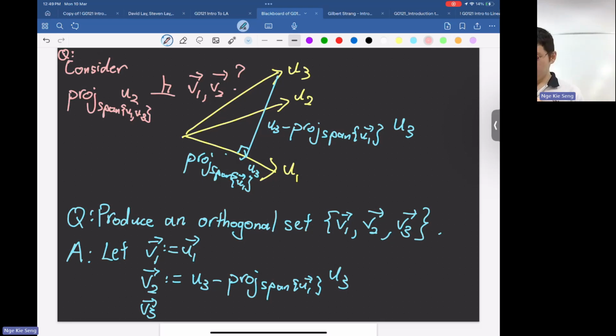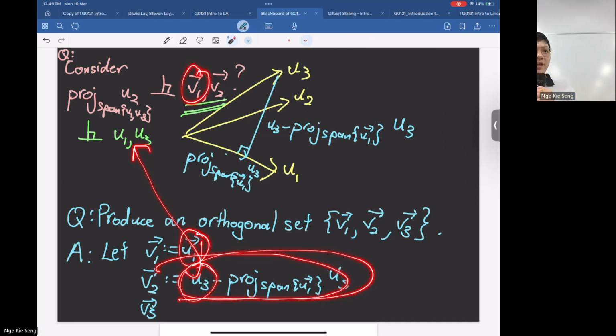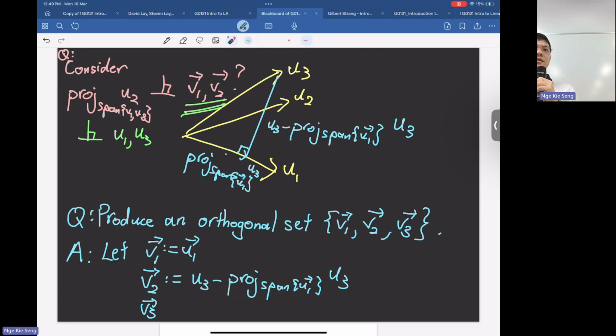We know that this will be orthogonal to U1 and U3, right or not? But is it orthogonal to the new V1, V2 we pick? Not sure. It depends, correct or not? Because surely it is orthogonal to V1 because V1 equals U1. But how about V2? V2 we changed already. It's not just U3 anymore. It's U3 plus something else, which is this blue line here.